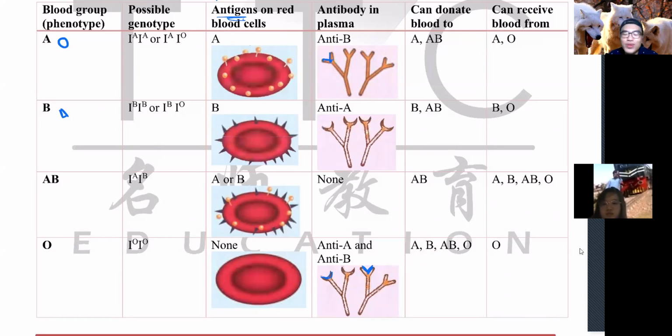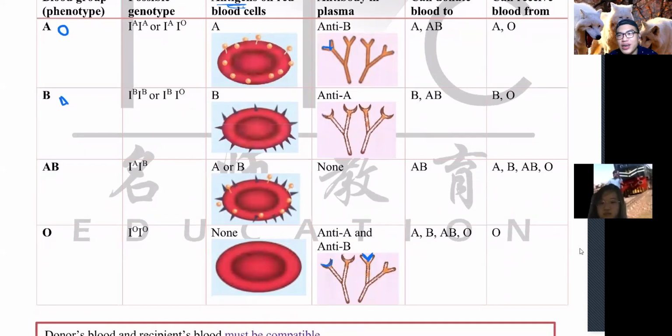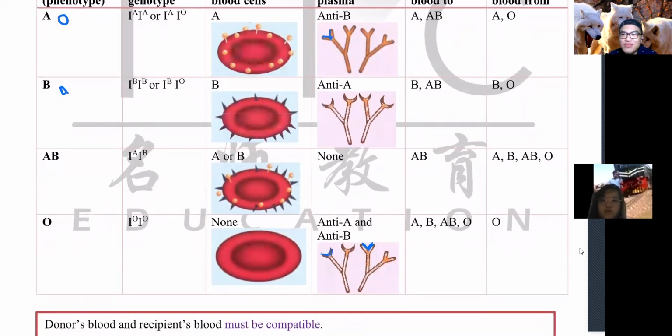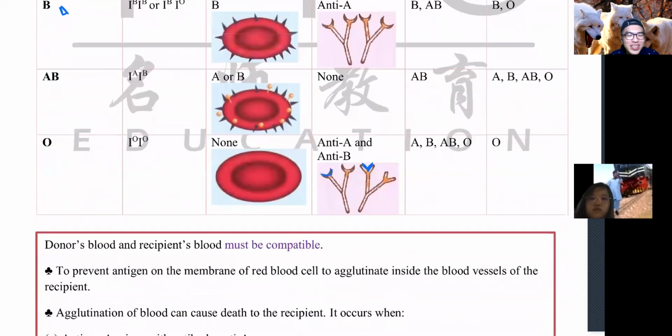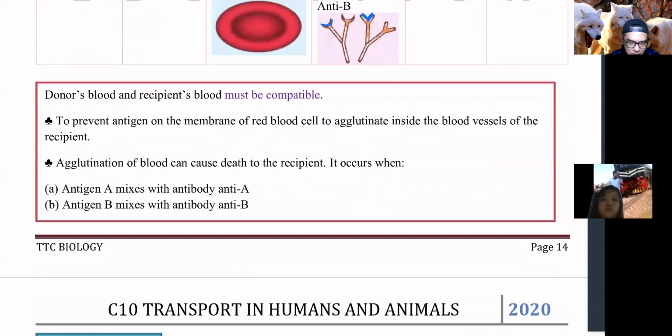That is a stupid mistake to make. Your blood will clot inside your blood vessel. You have agglutination inside, and you can die. I don't think anyone is stupid enough to do that. It happens, but I doubt it's very common. It's like you are matching something wrong. How would it happen? Oopsie. Anyway, donor's blood and recipient's blood must be compatible, common sense, to prevent the antigen on the membrane of the red blood cell from agglutinating inside the blood vessel of the recipient. It can cause death, like I said just now.